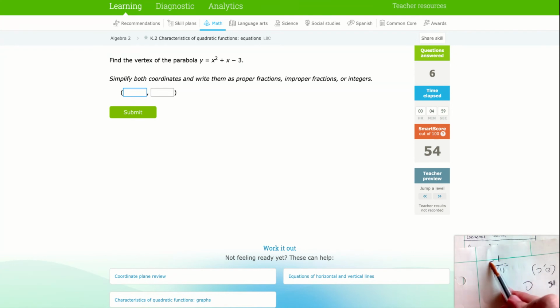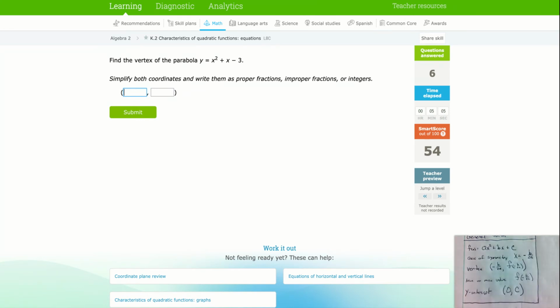okay, so my b value is 1. I changed its sign. I did it over 2 times 1 because the a value is 1. I get -1/2. So my vertex will have an x value of -1/2, because that's where the line of symmetry goes through. Now, to find the y value for that vertex, I actually have to plug it in.